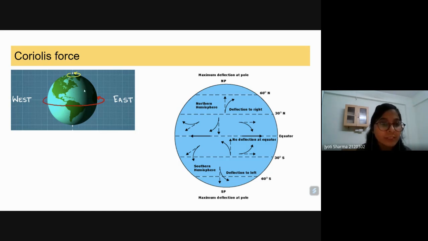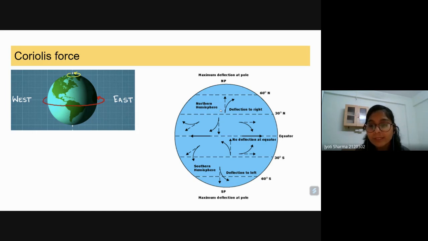There should be a reference frame that is rotating, the first condition. The second condition, some wind will be moving. So when wind moves, it will be deflected. It will deflect to the right in the northern hemisphere, but if we talk about the southern hemisphere, it will deflect to the left.